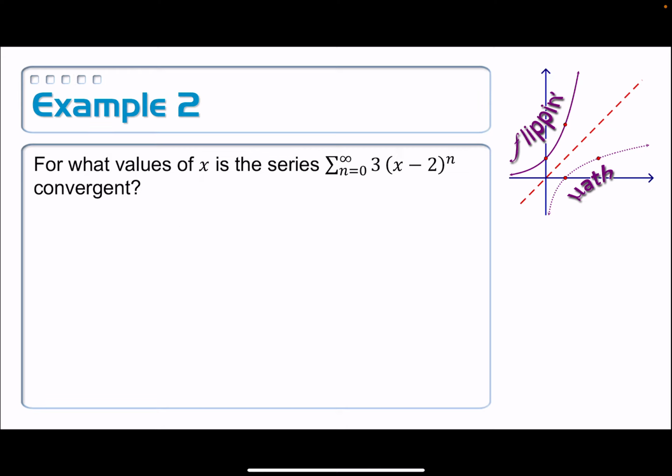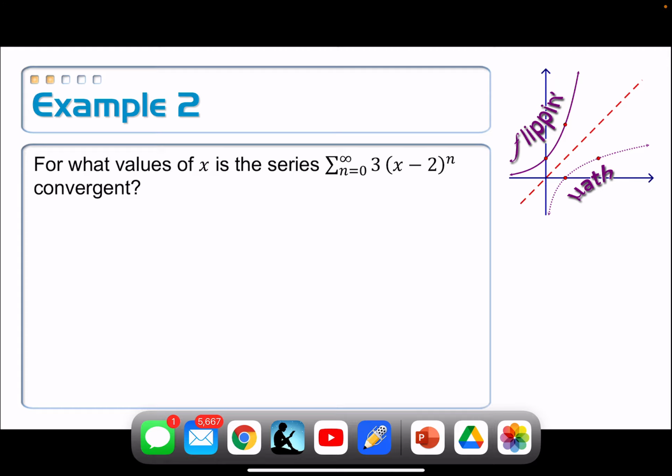Let's look at another one. So here is the next example: for what values of x is the series from n equals 1 to infinity of 3 times (x minus 2) to the nth power convergent? And now notice that this one is centered here at 2 instead of at 0. No big deal. We're still going to apply the ratio test to it to see where it could possibly converge.